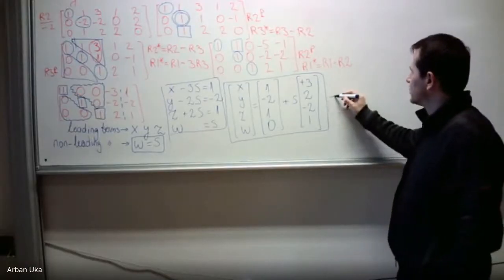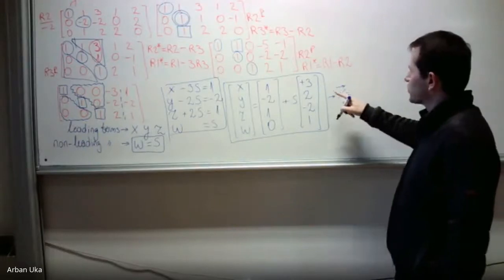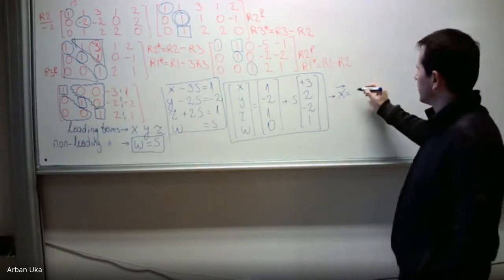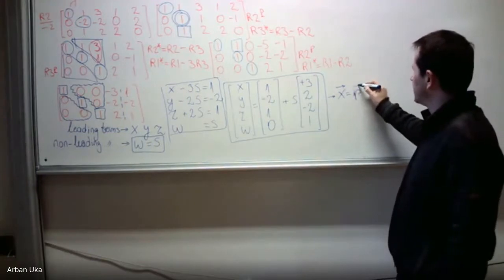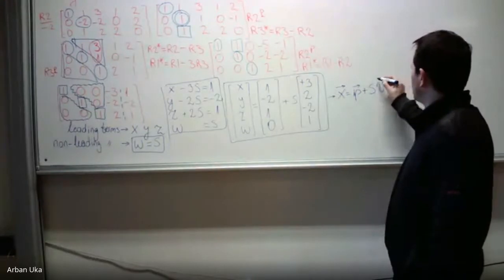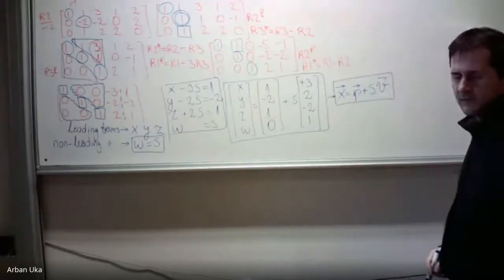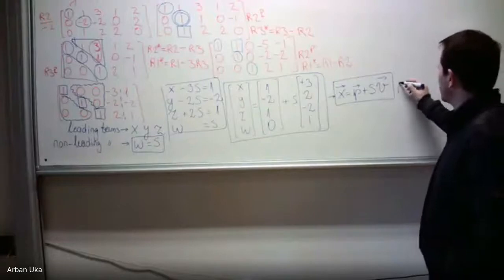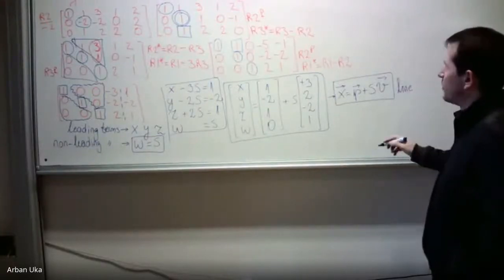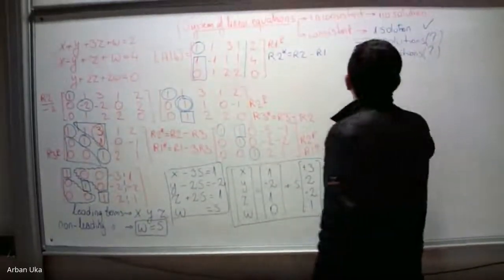So this solution, which is a vector composed of x, y, z, w, is equal to a constant vector p plus s times v. So what does this solution look like? It's a line. That's correct. If this is a line, how many solutions does this equation have? Infinity. So we can have an infinite number of solutions.